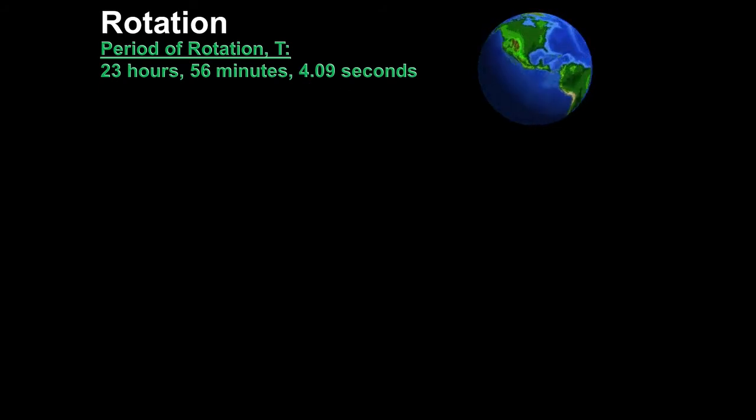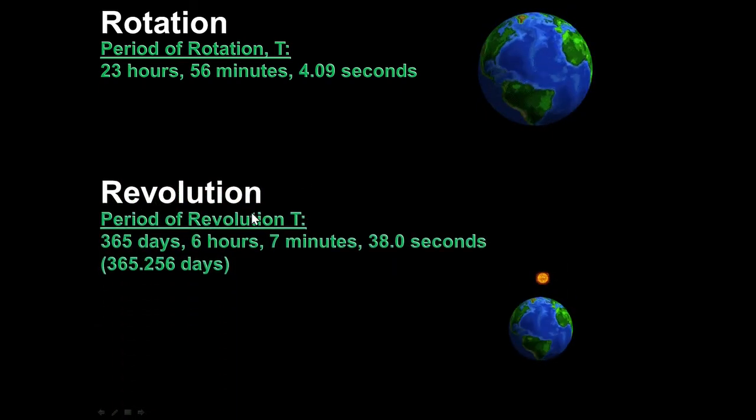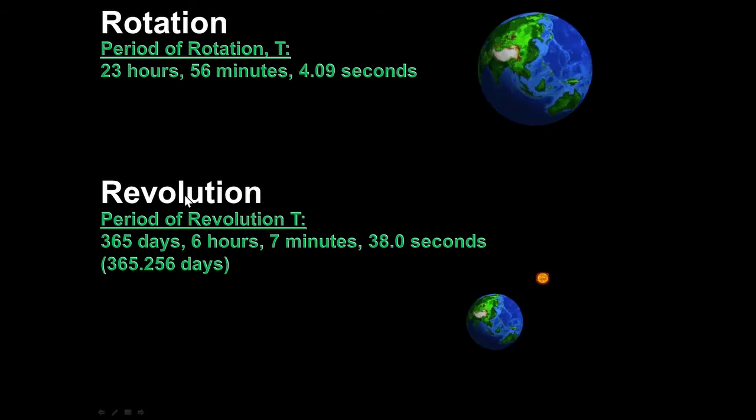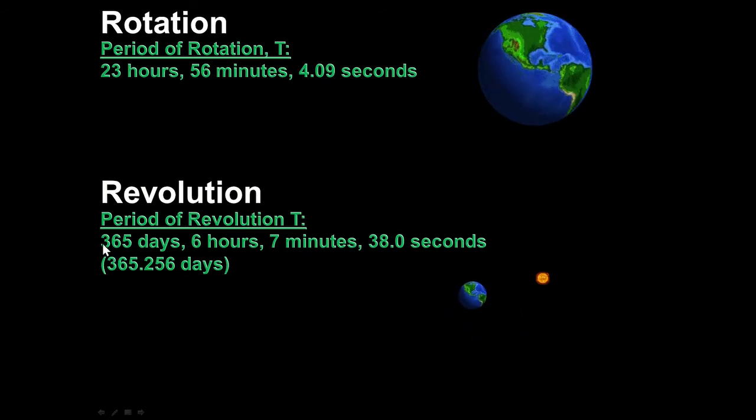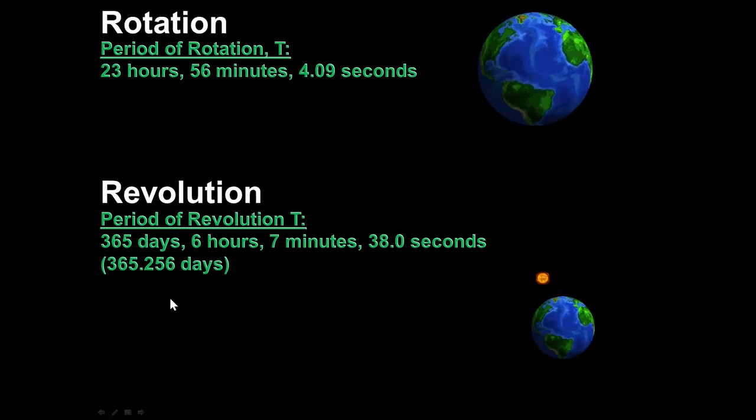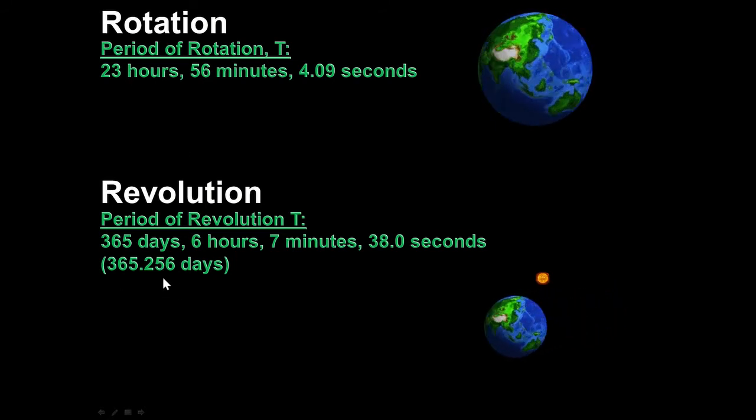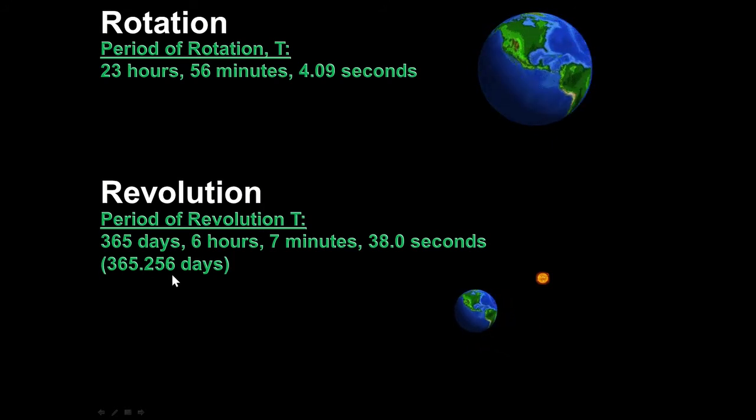And I bet you thought the period of rotation was 24 hours. That fact alone does not explain leap year, although some may think it does. The period of Earth's revolution around the sun is 365 days, 6 hours, 7 minutes, 38.0 seconds. It's 365 days and pretty close to a quarter more. That explains leap year, why we add an extra day to February.